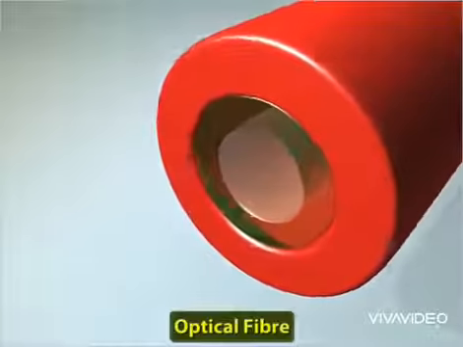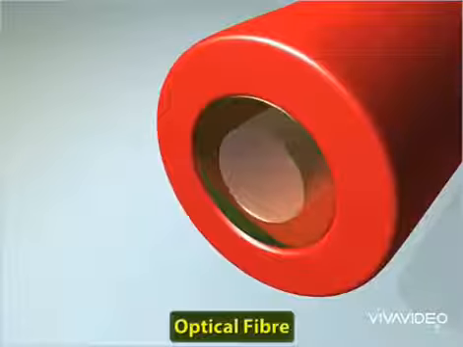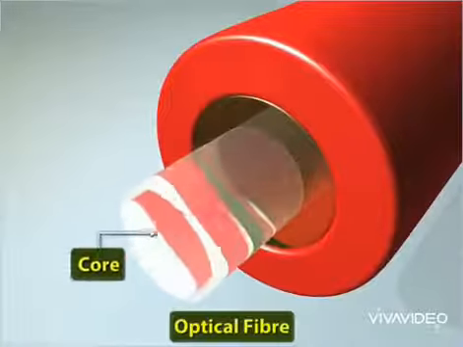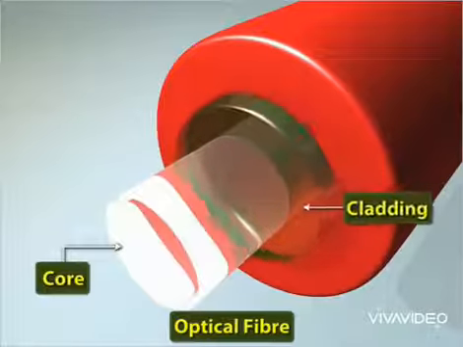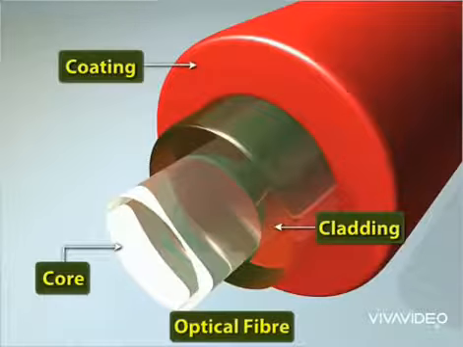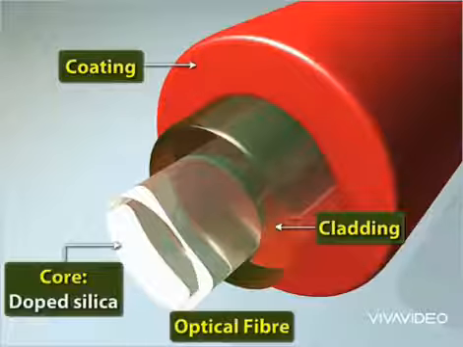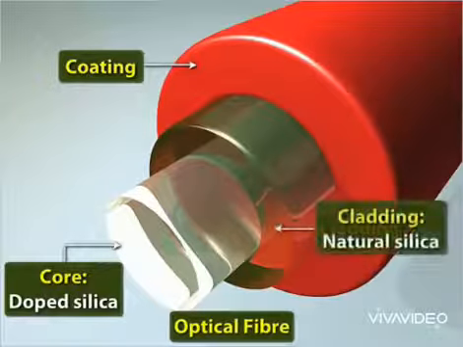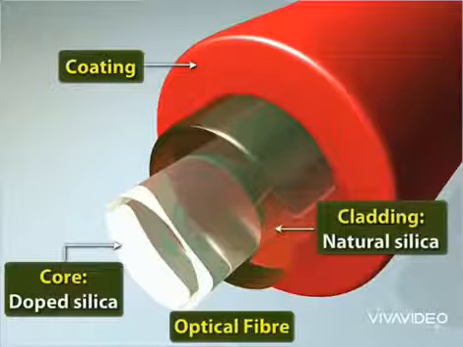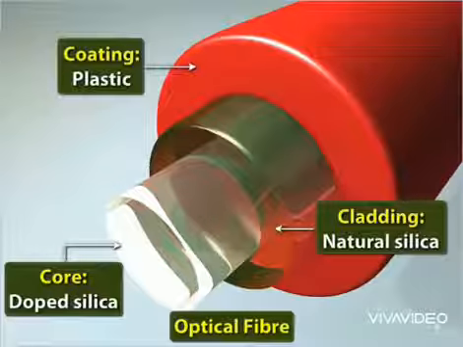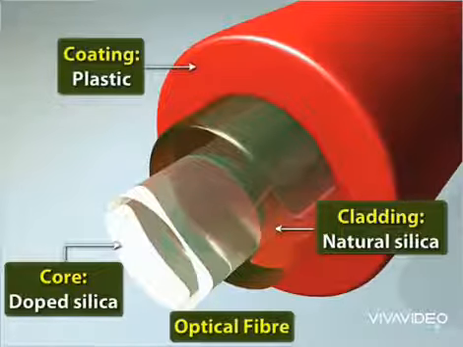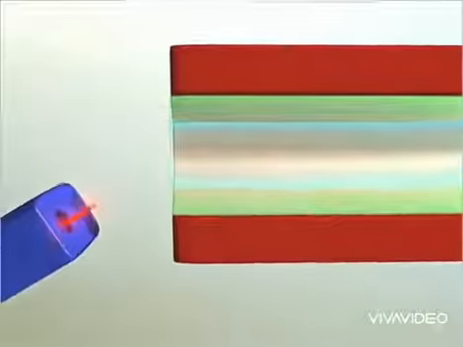So this is the structure of optical fiber, which will be like this. Here this is a core; there are 3 parts: core, cladding, outer layer. Core is made up of doped silica. As we are talking about glass, it is another form of sand, so doped silica. Cladding is made up of natural silica and the outer layer, which is a coating, is plastic.